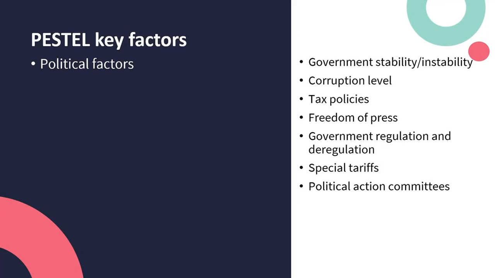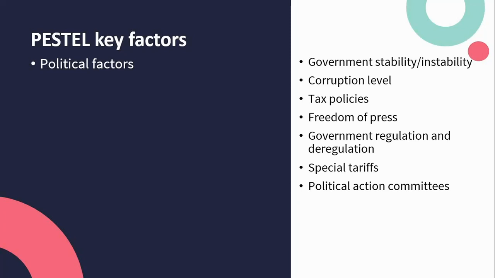So the reason is we need to look at the political stability of the country that we're operating within. For example, you have to understand the tax policies of the country that you're operating within, because it will impact how much tax you will pay, how you register for tax, and that will influence how much your company has to pay and therefore the profitability of your company.